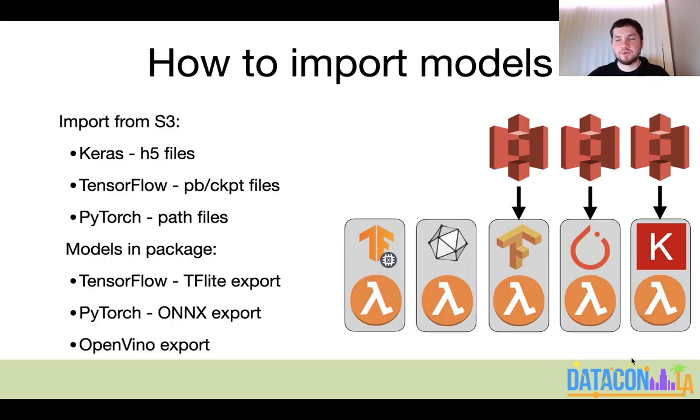So how would we need to import the models? There are two ways to do it. If we're using a Lambda package for our code, then in case we have a lightweight framework like ONNX or TF Lite, we can keep the model together with our code. If we're using frameworks like Keras, TensorFlow, or PyTorch, then we would need to import it from S3.